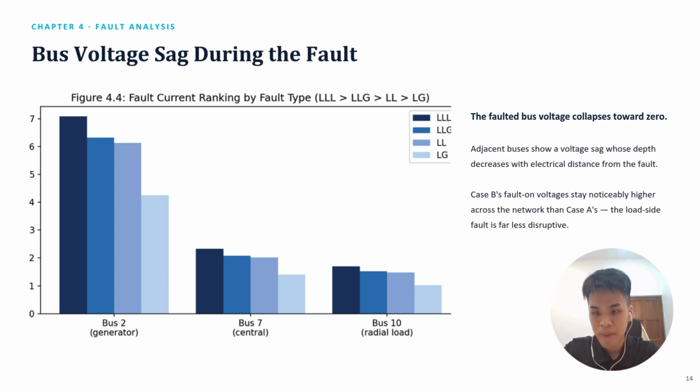At the faulted bus itself, voltage collapsed close to zero. Neighboring buses sag too, but less severely the further they are electrically from the fault. And overall, case B's voltages stay noticeably higher across the network than case A, again because it is further from generation.